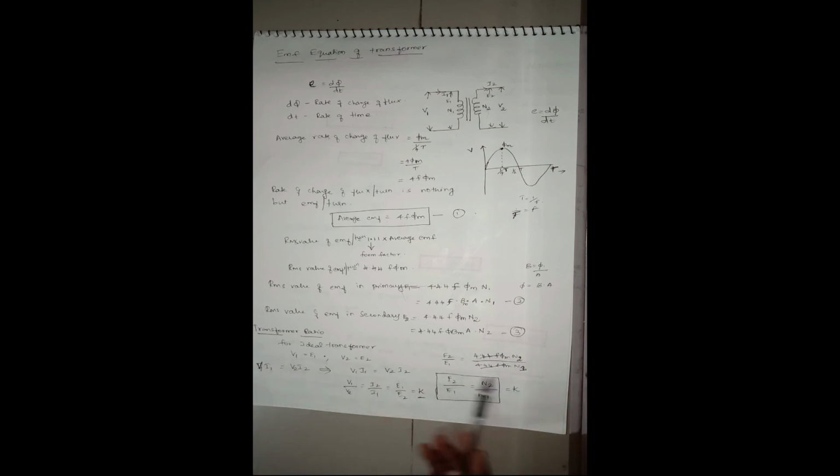Therefore, overall we can say the transformation ratio is nothing but V1 by V2 is equal to I2 by I1 is equal to E1 by E2 is equal to K, and N2 by N1 is also equal to K. This is said to be the transformation ratio of the transformer. Based on this K only, we can say whether it is a step up or step down. That we can see in detail in the next.